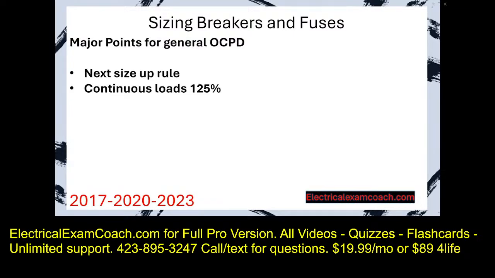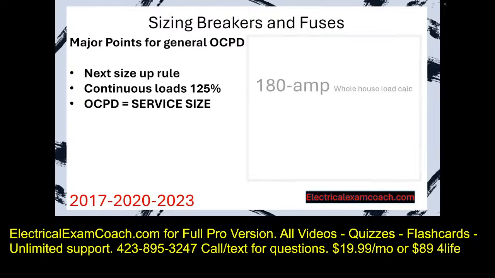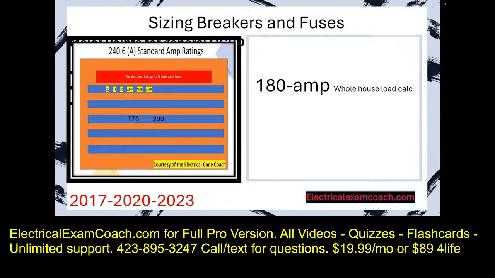Our final major point is going to be that the overcurrent protective device equals the service size. Let me explain what I mean. Let's imagine that we did a whole house load calculation and it equaled 180 amps. Well, now we have to size the main breaker for that house, don't we? For that, we're going to head to table 240.6(A) and we're going to choose the next standard size. We put it on a 200 and we're done.